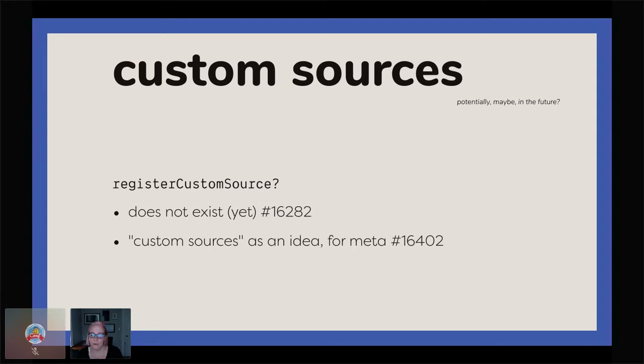So register custom source isn't a real function, it's just an idea. But you could potentially build a block that then has its own separate data management where you can set and pull your data from other places. So there is a pull request that got merged that moves the handling of meta, like I just talked about, into this custom source idea. So if you're interested in looking at it, those are some PRs to check out.